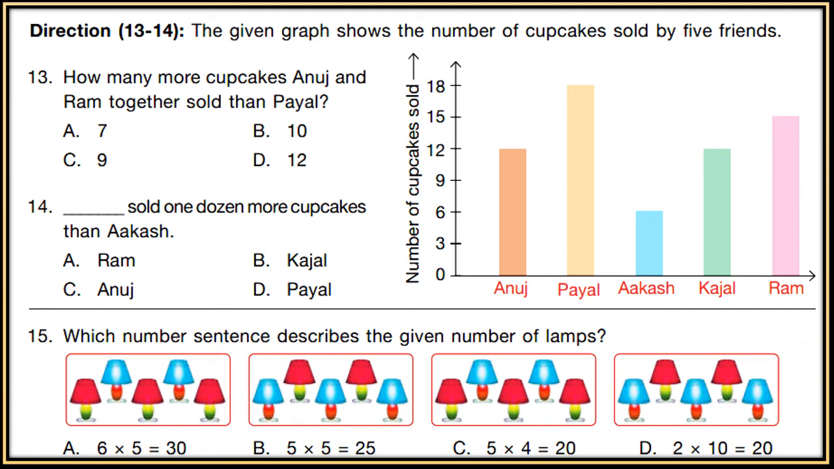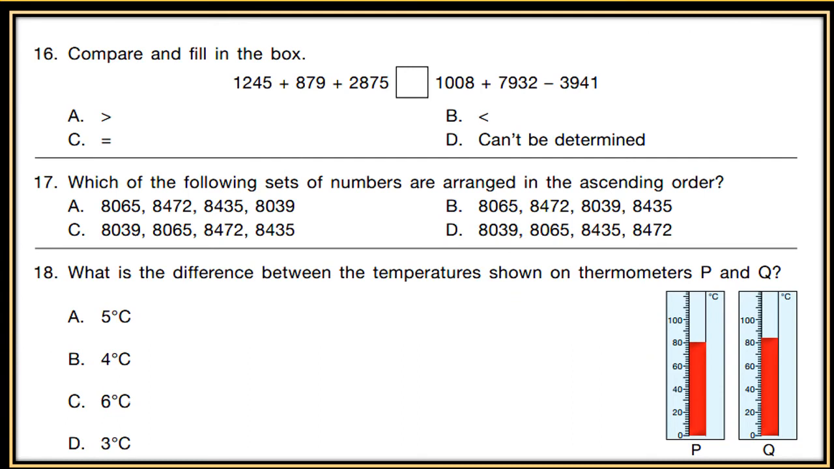Question number 15. Which number sentence describes the given number of lamps? Now 5 lamps are arranged in 4 groups. Now find the correct number sentence from the given options. Question 16. Compare and fill in the box. Now first add the quantities on the left side and then solve the equation on the right side and then choose the correct sign.